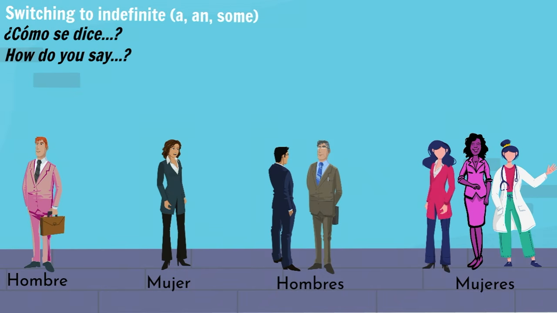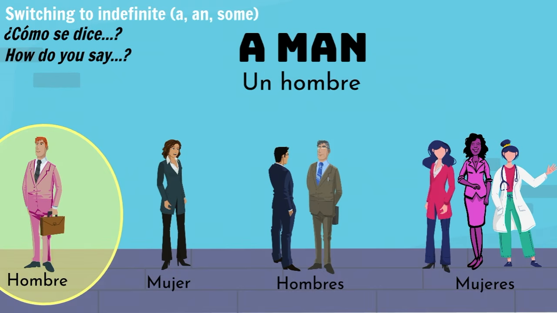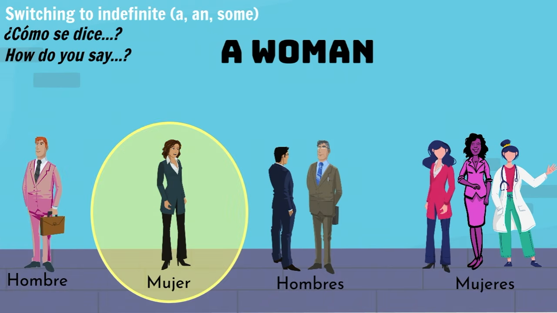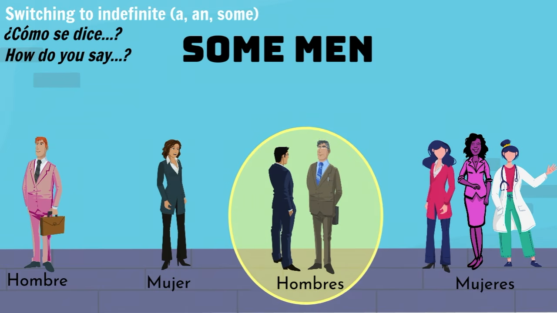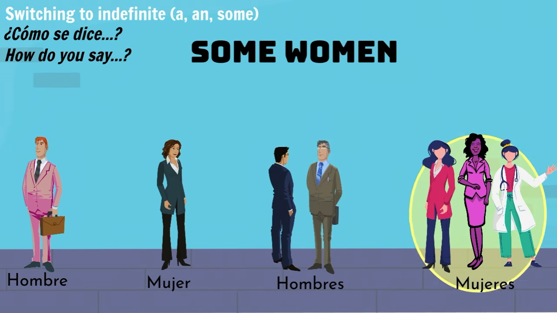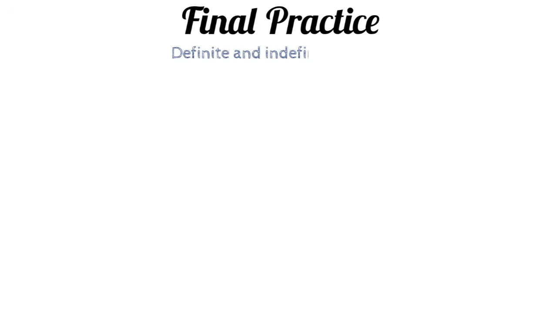Nice job. All right, how about indefinite? How do you say a man in Spanish? Un hombre. How do you say a woman? That's right, una mujer. How do you say some men? You got it, unos hombres. How do you say some women? Yes, unas mujeres.